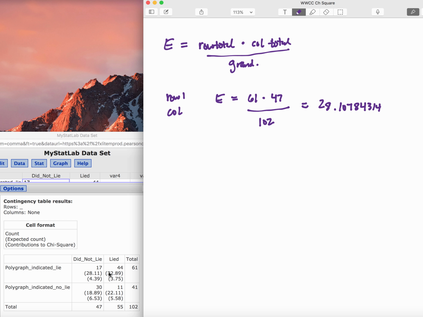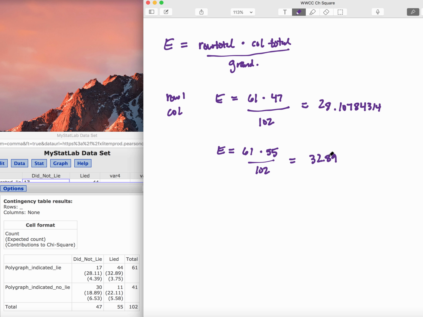And as our output shows, this middle number here is 28.11. So that is our expected count. You do the same process for the next cell. So for this next row over, we'd have row total, 61, times the column total, which is 55, and divide by 102. So doing that math, we're going to end up with 32.89.